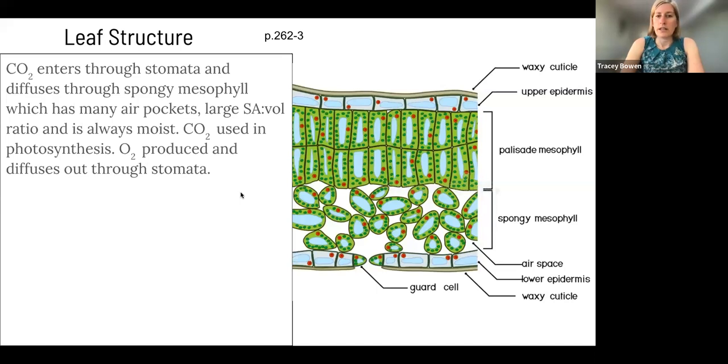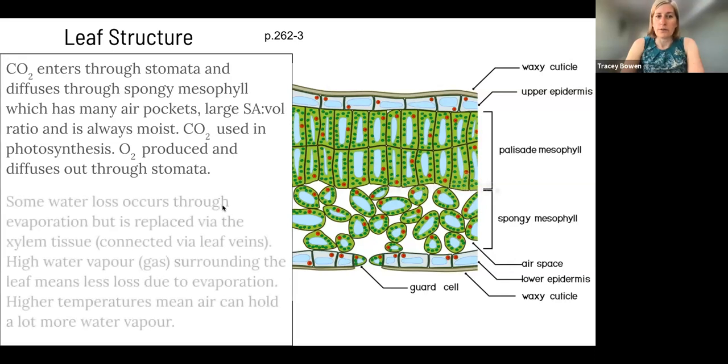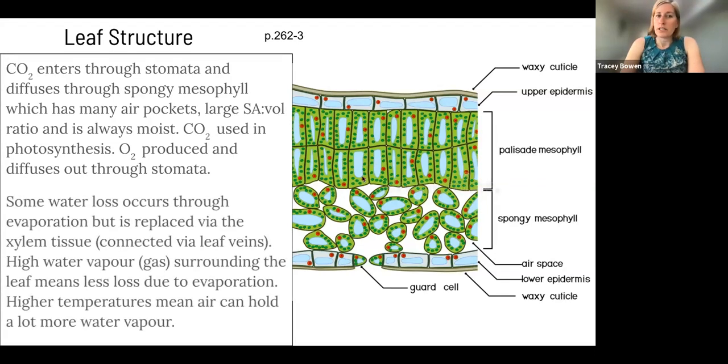Oxygen is produced, and it will diffuse back out through the stomata here at the bottom of the leaf through the hole. Some water loss occurs through evaporation, but is replaced via the xylem tissue. So xylem tissue is the tubes that are going to carry water through the plants, and they're connected to the leaf via leaf veins, and therefore to the spongy mesophyll area that needs to remain moist. And some of this is evaporative loss through the stomata.